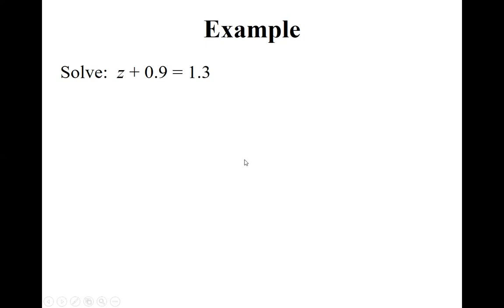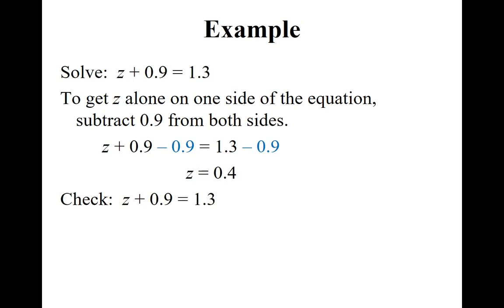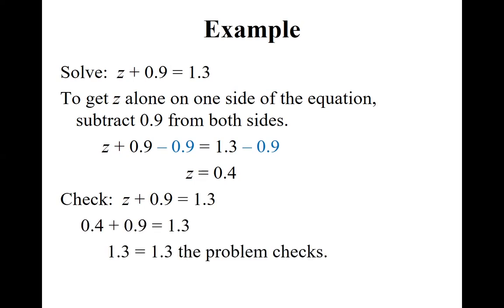So with decimals, nothing's different. We don't have any fractions. We don't have any parentheses. We want to get the z by itself. We need to undo adding 0.9. We do that with subtracting 0.9. Whatever we do on one side, we do on the other. So subtract 0.9 from both sides. That leaves us with z on the left, and on the right, 1.3 minus 0.9 is 0.4. Check: 0.4 plus 0.9. That does give us 1.3. So the problem checks.